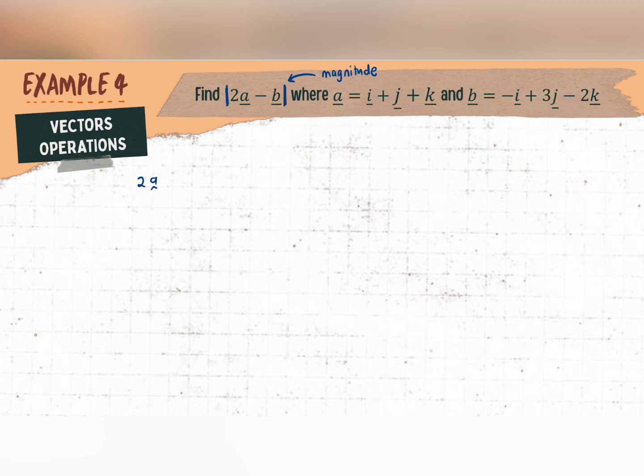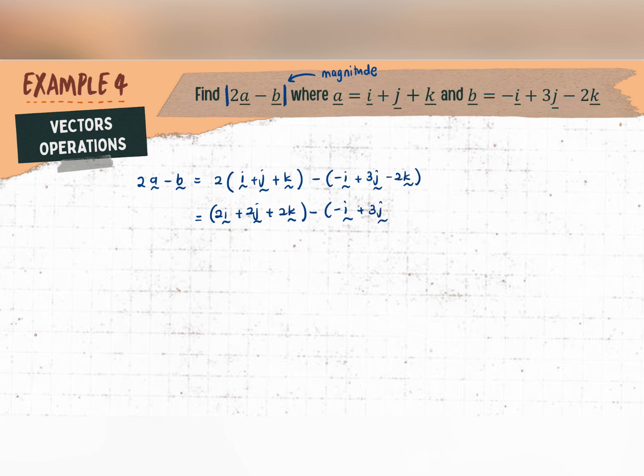Okay, so 2A minus B is equals to, so untuk A kita akan darabkan dengan 2. So, kita ada i plus j plus k and then we minus with negative i plus 3j minus 2k. Okay, so kat sini kita apa? 2 darabkan dengan setiap term. So, kita ada 2i tambah 2j tambah 2k yang akan ditolakkan dengan negative i plus 3j minus 2k.